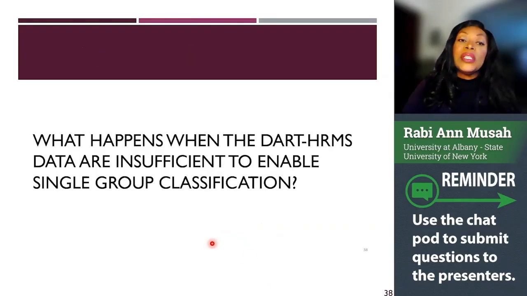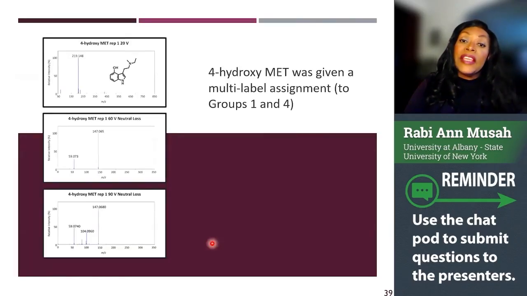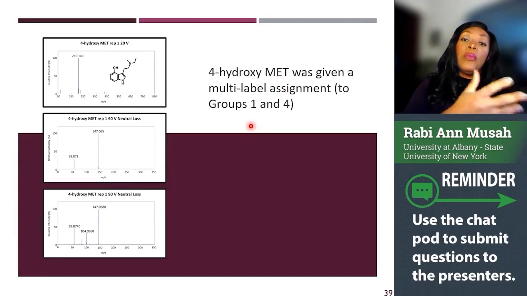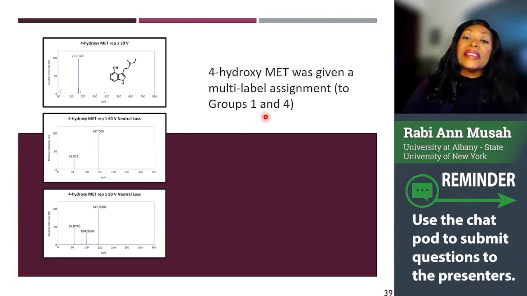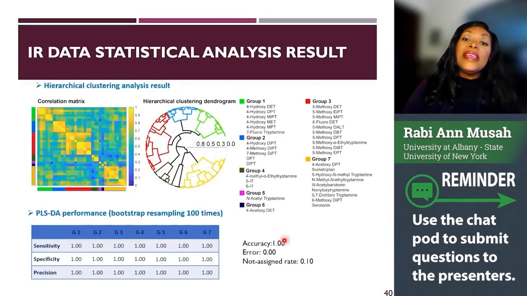And so the question then becomes, what happens when the DART HRMS data are insufficient to enable a single group classification? An example would be for 4-hydroxy-MET, where the model gave an assignment to group 1 as well as group 4. And this is where infrared spectroscopy can help you.